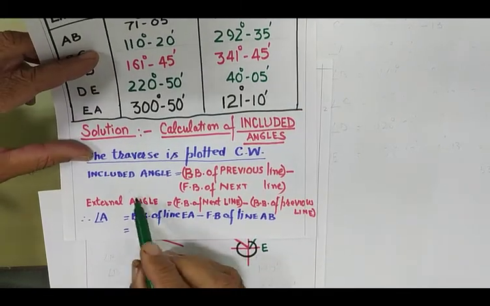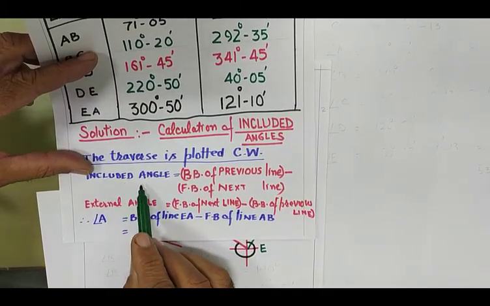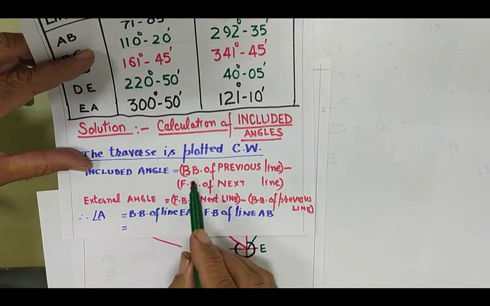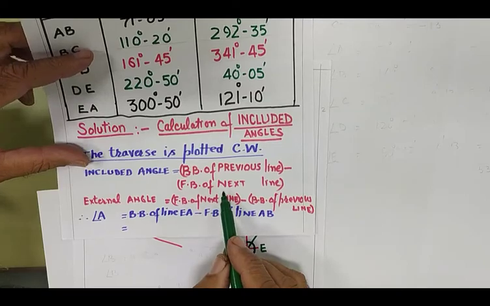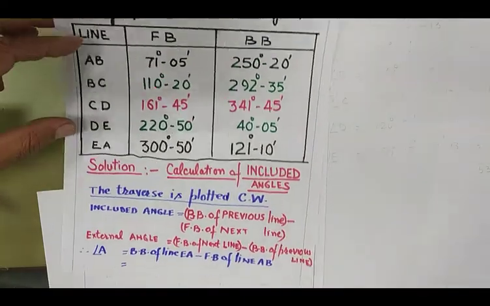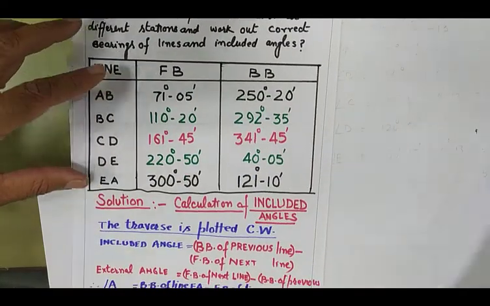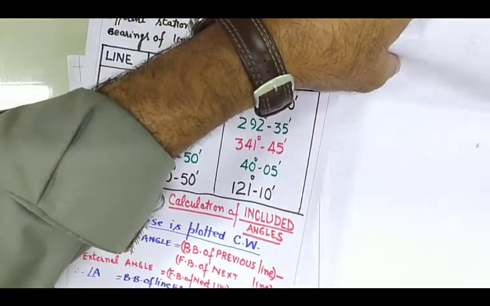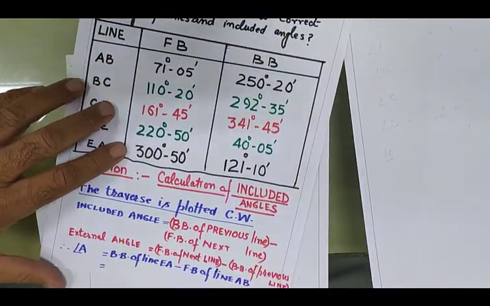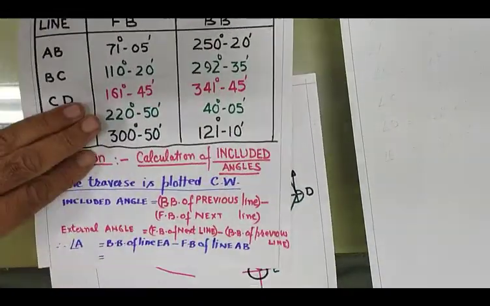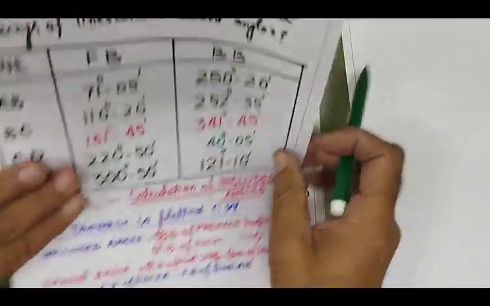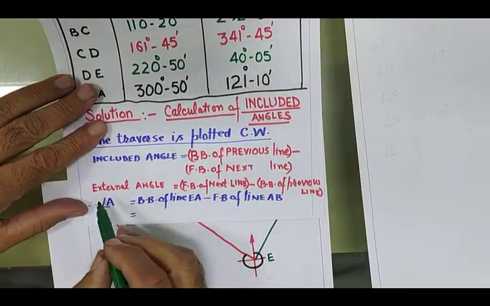So here the included angle is A. This will be given by the back bearing of line EA and forebearing of line AB. This I have put over this for easiness for the calculation, so that you can know how we have calculated these things. So here the second case is when the angle is an external angle.